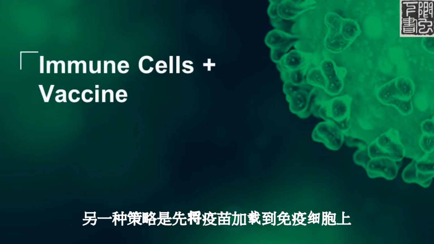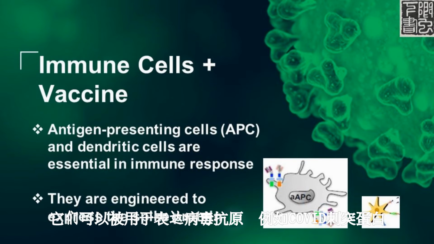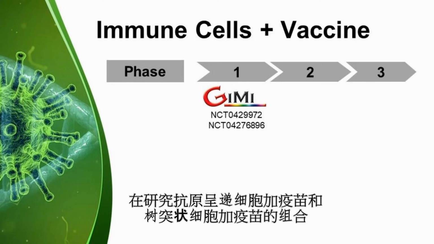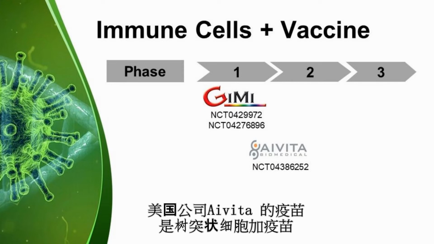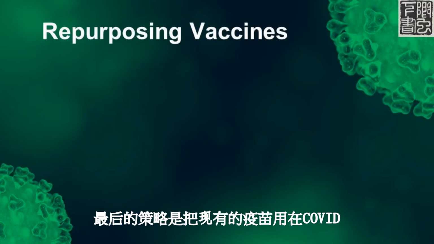Then there's the strategy of loading the vaccine onto immune cells and then giving the loaded cells to the patient. Antigen-presenting cells and dendritic cells are immune cells that present viral antigens. They can be engineered with a vaccine to express viral antigens, such as the COVID spike protein. The Shenzhen Geno-Immune Medical Institute is working on both the antigen-presenting cells plus vaccine and the dendritic cell plus vaccine combos. Ivita Biomedical, an American company, is testing dendritic cells loaded with COVID antigens in a combined phase 1 and 2 trial. Lastly, there's the repurposing of existing vaccines.